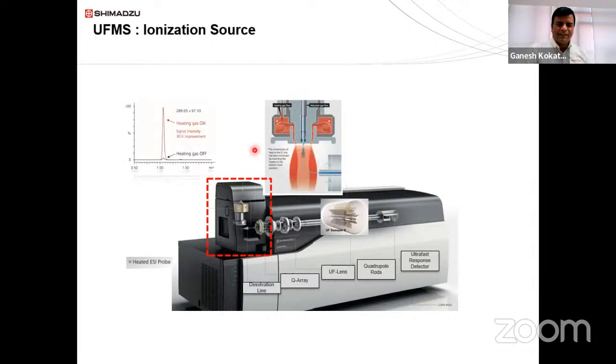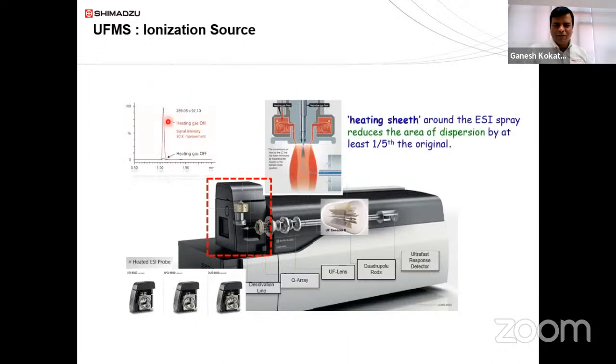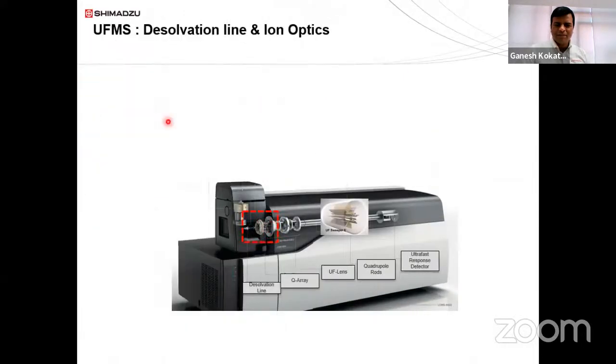See the example, the sensitivity goes on increasing. If we are not using heating gas, the sensitivity is like this, and if you are using it, heating gas off, sensitivity is low, heating gas on, sensitivity is almost 30 times more than the normal one. Depending on your ionization, we are putting different modes.